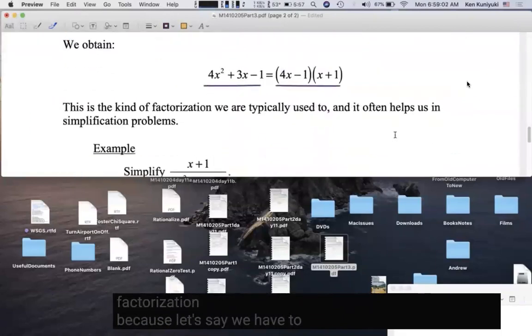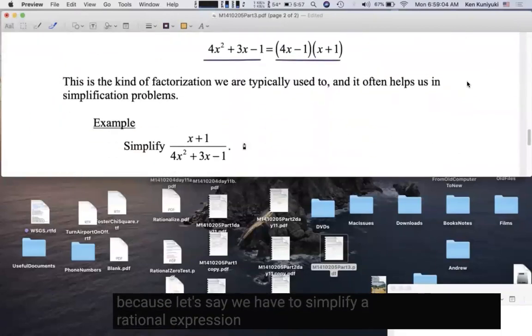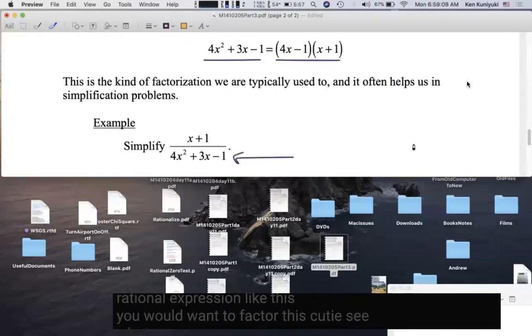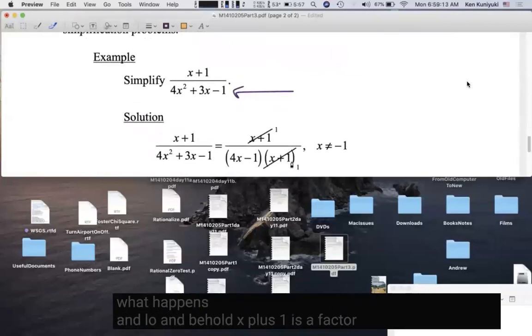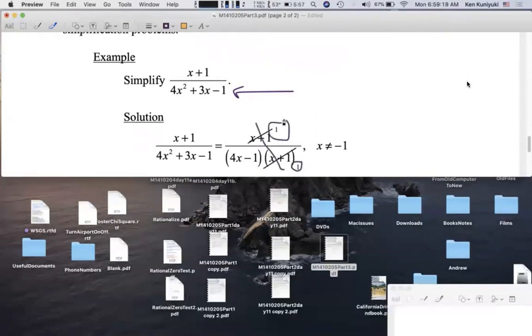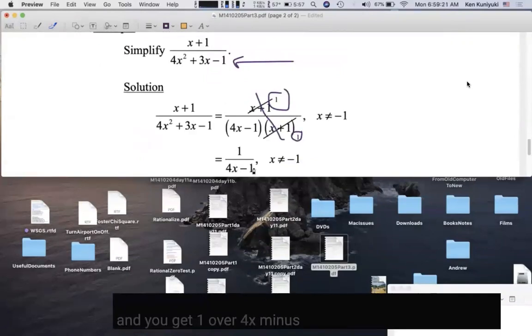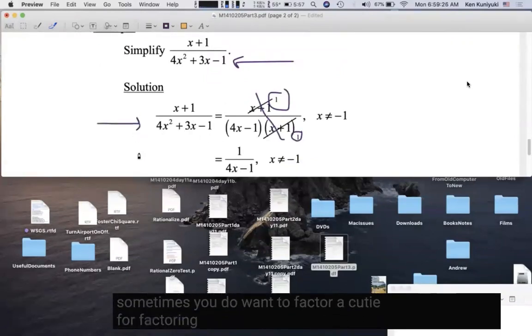Because let's say we have to simplify a rational expression like this. You would want to factor this quadratic, see what happens. And lo and behold, x plus 1 is a factor of the bottom of this quadratic. So you'd have to simplify, and you get 1 over 4x minus 1. So sometimes you do want to factor a quadratic for factoring's sake, or for the sake of simplifying.